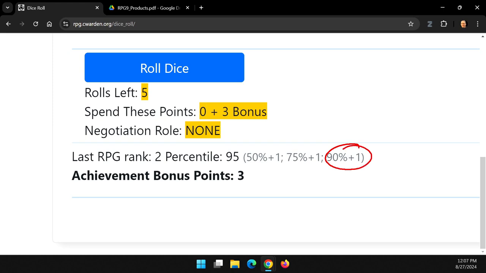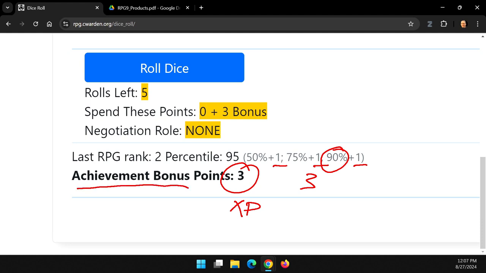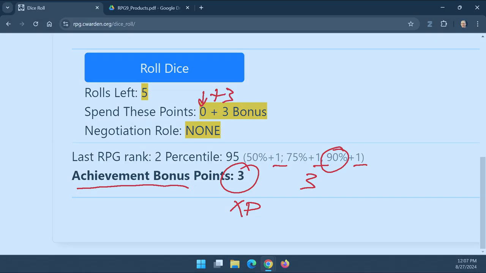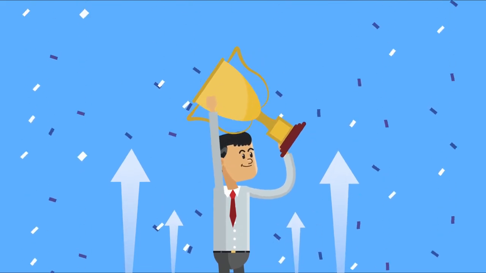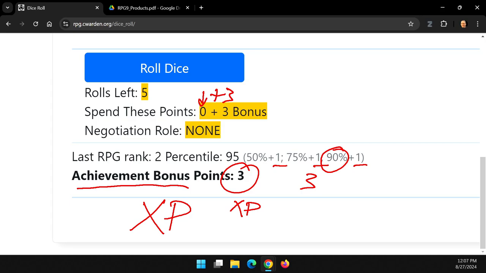So, this means that if you're in the top 90%, you could actually get 1, 2, 3 total extra points, and that's what we see here. For this group, group 22, in their previous RPG, they were in the top 90% of the class. So they get 3 XP points, or 3 bonus points. That's great. So they push the button to roll the dice, and whatever they roll, they also get plus 3. So this is a great incentive for you to try to win at your negotiation, to do better than other groups, so you can get some nice XP bonus points.